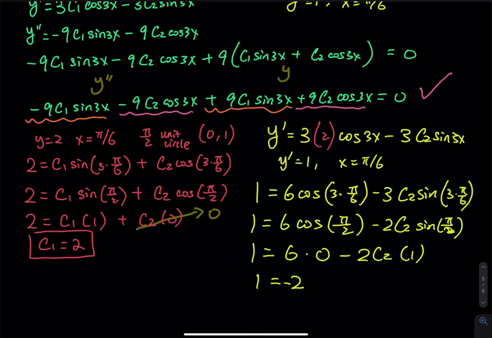I changed the 3 to a 2. This is supposed to be a 3, this is supposed to be a 3, and this is supposed to be a 3c2. So c2 is equal to negative 1/3. All right, I got my c1 and c2. So now I am going to rewrite the first and the second derivative.